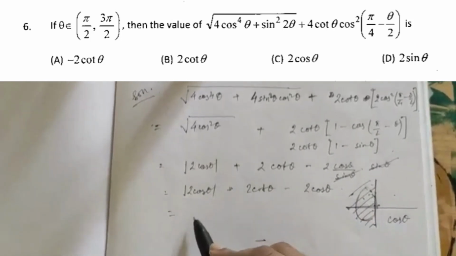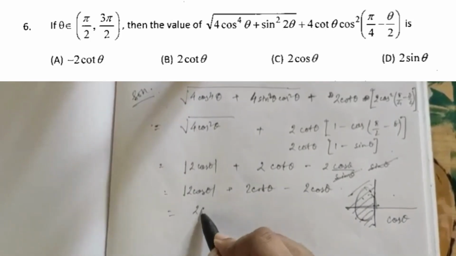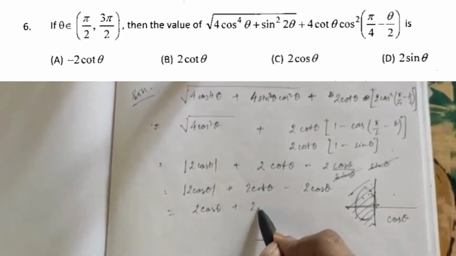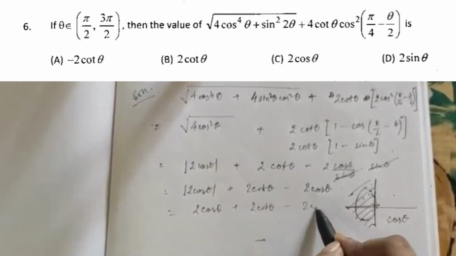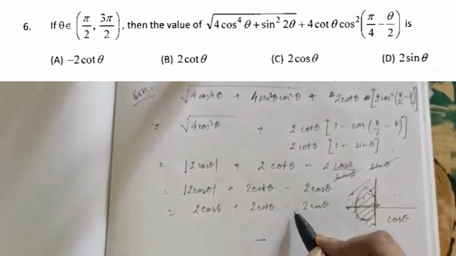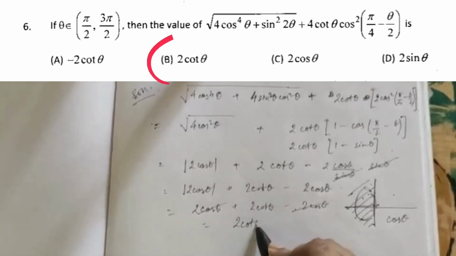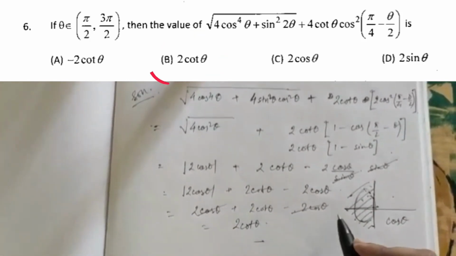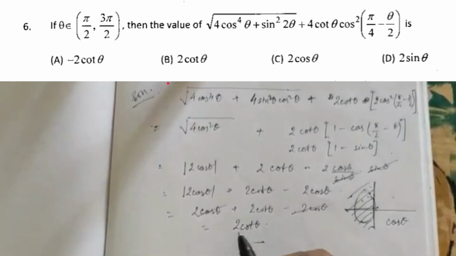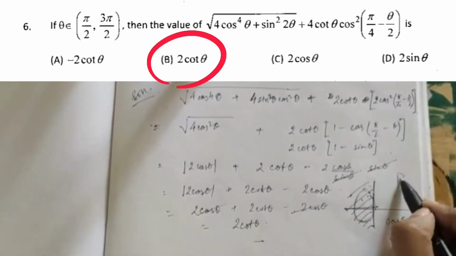So here we can say that if we take mod, then it will come as 2 cos theta plus 2 cot theta minus 2 cos theta. So minus 2 cos theta and plus 2 cos theta will get cancelled, and we will get the answer as 2 cot theta. So the correct option will be maybe option number B. Okay.